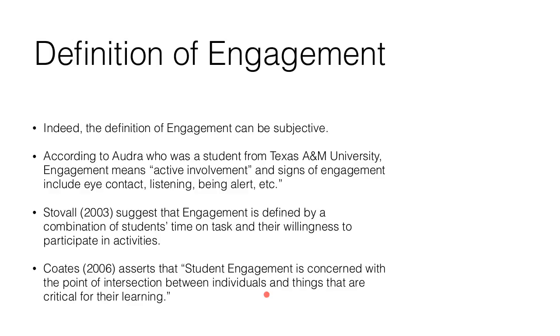Anyway, let's go back to the slide very quickly. According to Audra, she is a student from Texas A&M University. So to her, engagement means active involvement, and signs of engagement include eye contact, listening, being alert. That sounds reasonable. Sounds right. Stover and other scholars suggest that engagement is defined by a combination of students' time on task and their willingness to participate in activities.